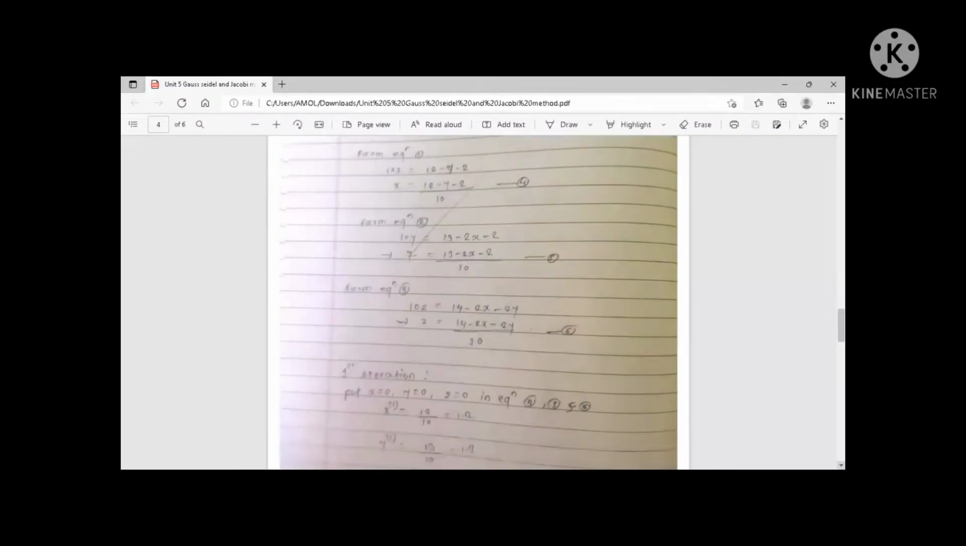Call these equations 4, 5, 6. Now we are going to solve the system of linear equations using Jacobi's method. And Jacobi's method is an iterative method. So by iteration, we will find the values of x, y, z.